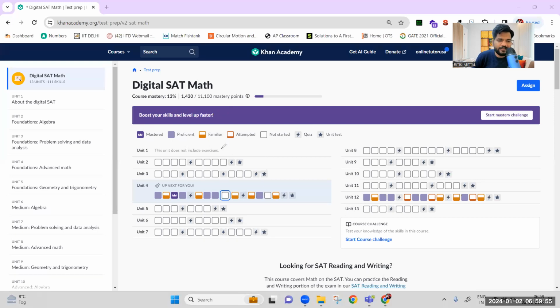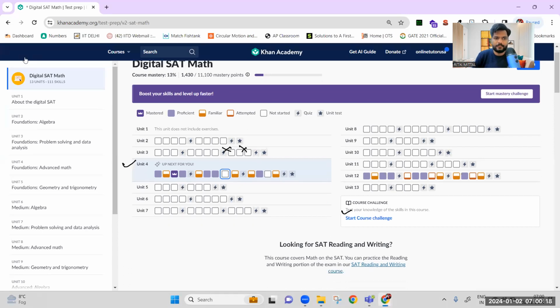Out of the 13 units, unit number 1 doesn't include any exercise because it is just basic information. But from unit number 2 to unit number 13, they include exercises as well. I mean to say unit tests as well. Fine. Now see, in math there are four sections: heart of algebra, passport to advanced math, geometry and trigonometry, and data analysis and interpretation.